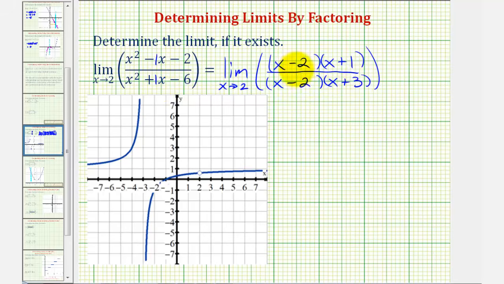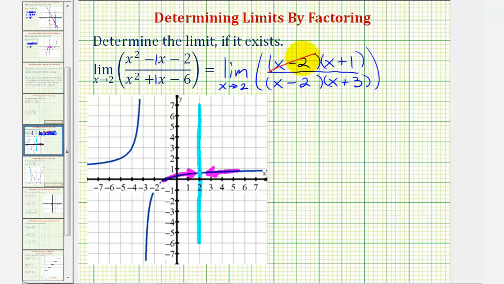So notice how we have this common factor of x minus 2, and the zeros of the common factors produce holes in the graph as we see here. But remember, having a hole here at x equals 2 does not mean the limit does not exist. In fact, graphically we can see as we approach positive 2 from the right side or positive side, and as we approach positive 2 from the left side or negative side, we are approaching the same function value, and therefore this limit does exist.